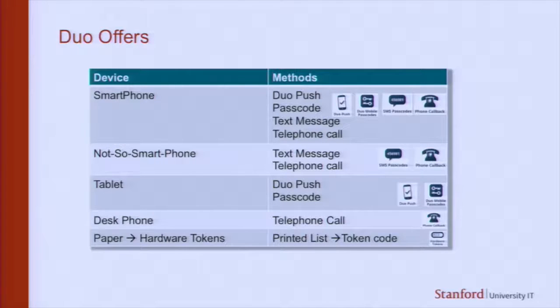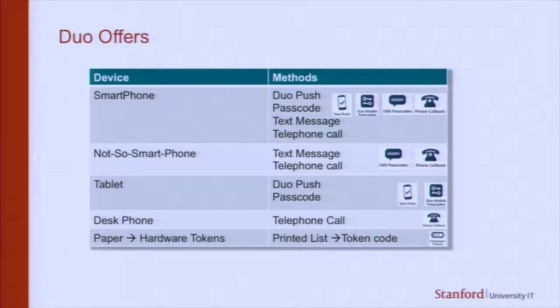Duo offers these methods here for the corresponding device. For the smartphone, when you set up Duo Mobile as an app on your smartphone, that gives you 4 methods that you could take advantage of immediately. You can take advantage of Duo Push, which sends a push notification to your phone. You just click approve, and your website goes through.